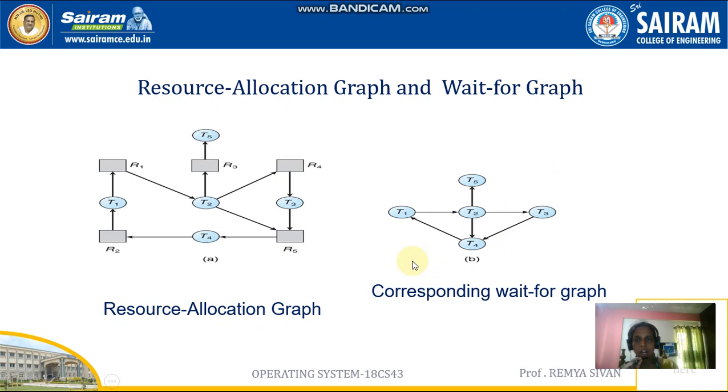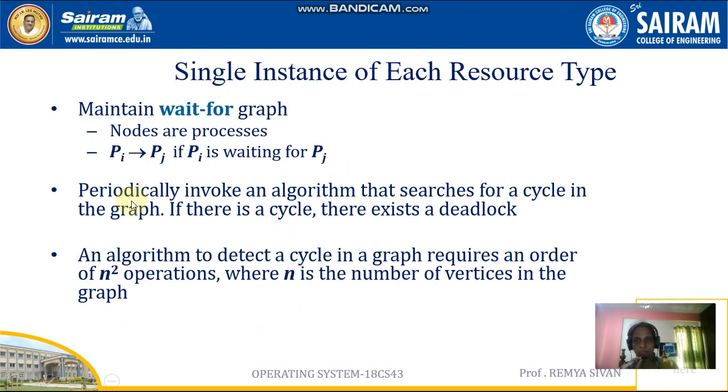So here, how to convert resource allocation graph to wait-for graph. For that, maintain a wait-for graph. Nodes are processes; Pi to Pj if Pi is waiting for Pj. Periodically invoke an algorithm that searches for a cycle in the graph. If there is a cycle, there exists a deadlock. Let me explain these points.